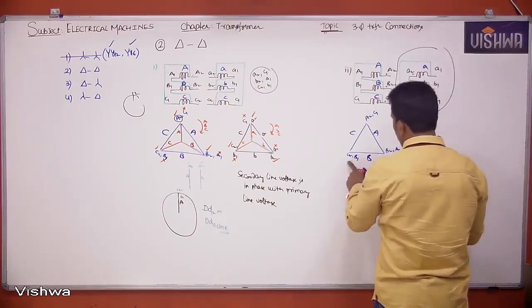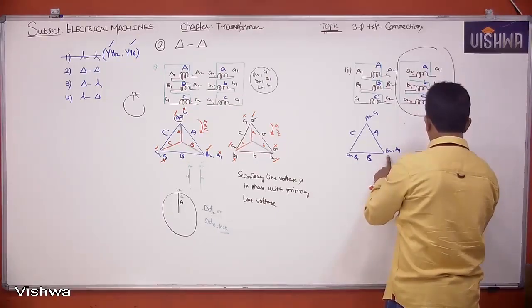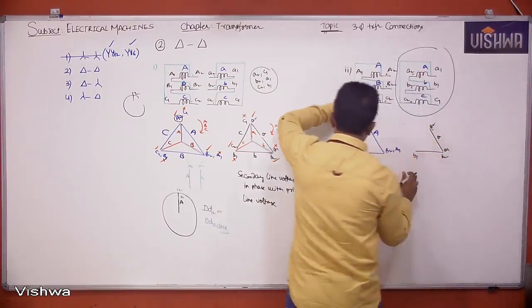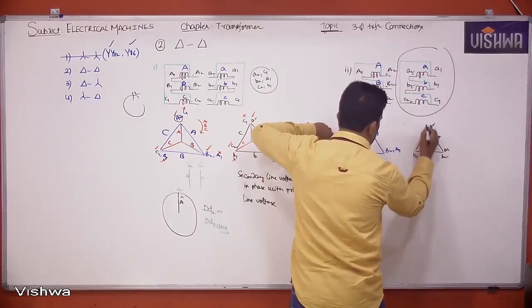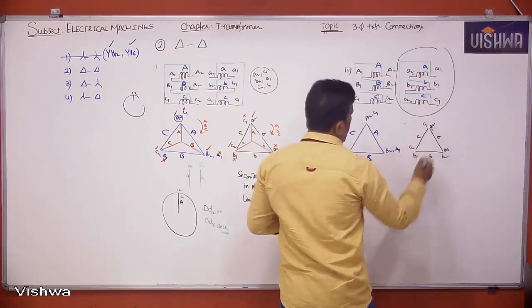Small a. B1, B2. B1 is here, B2 is here. And C1, C2 I'll draw. This is small c. This is B. But it is wrong.